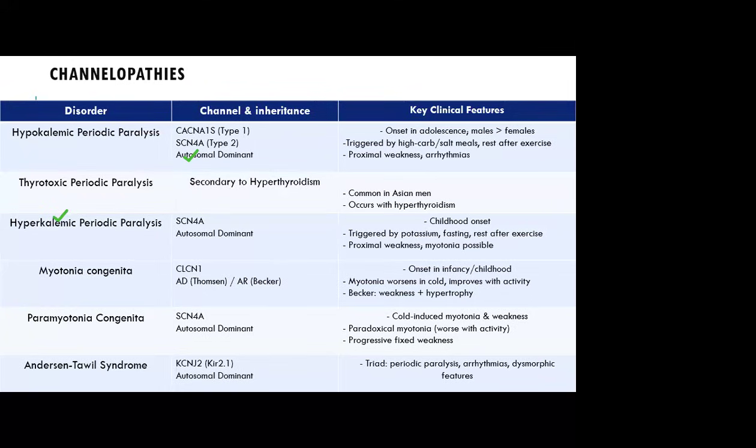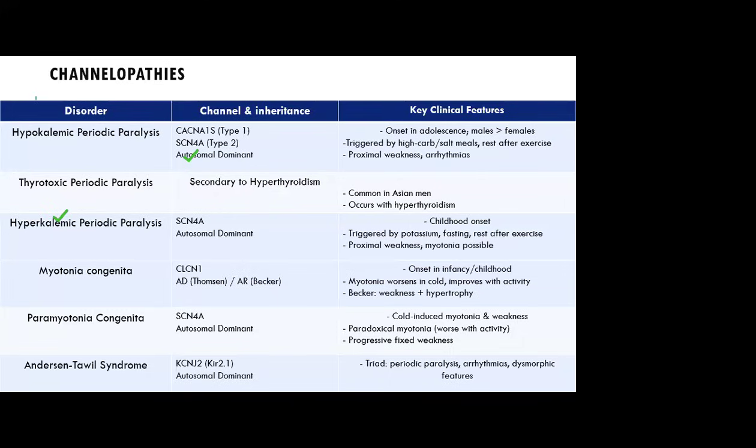Hyperkalemic periodic paralysis is secondary to a sodium channel mutation, the SCN4A mutation. It is also autosomal dominant, and it has a childhood onset. It is triggered by a potassium rich diet, fasting, and rest after exercise. It also has proximal weakness, and myotonia can also be possible. Myotonia, as already mentioned earlier, improves with activity and worsens in cold.